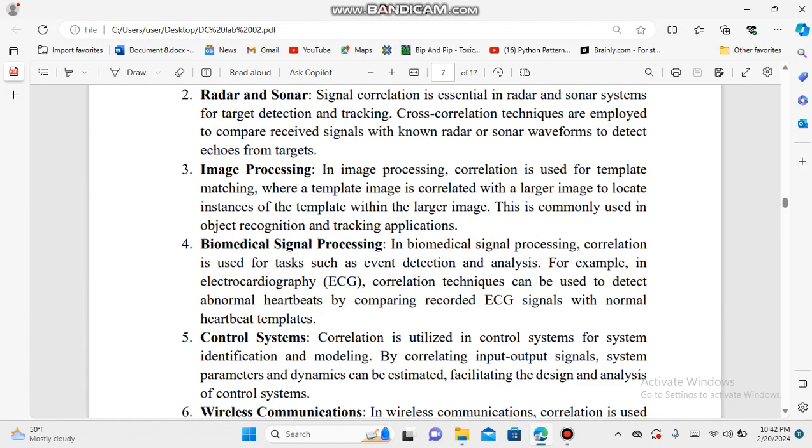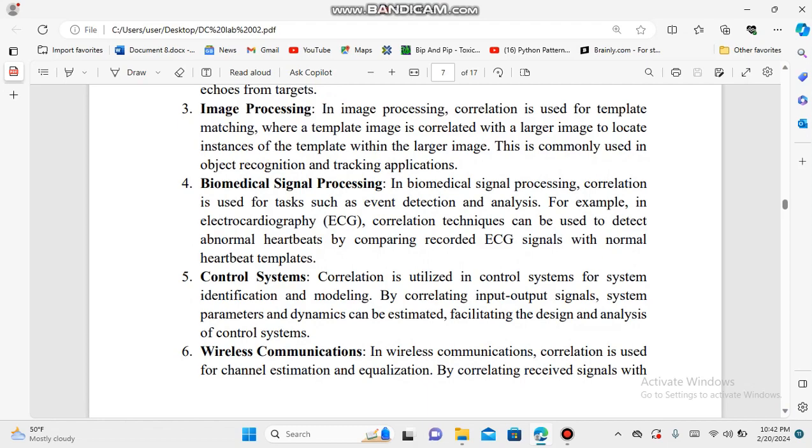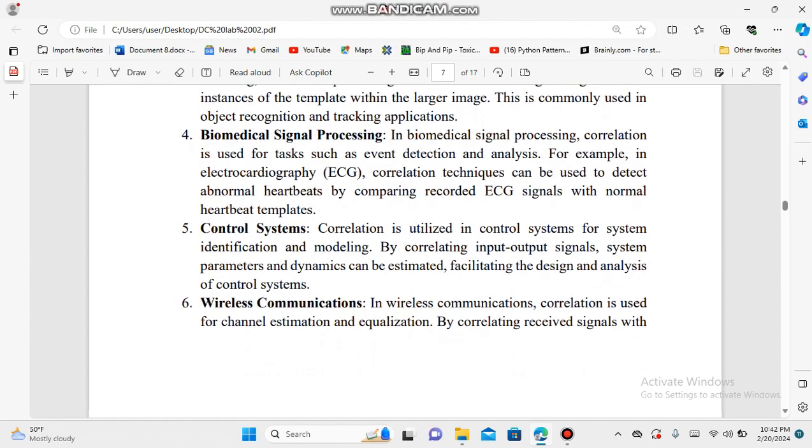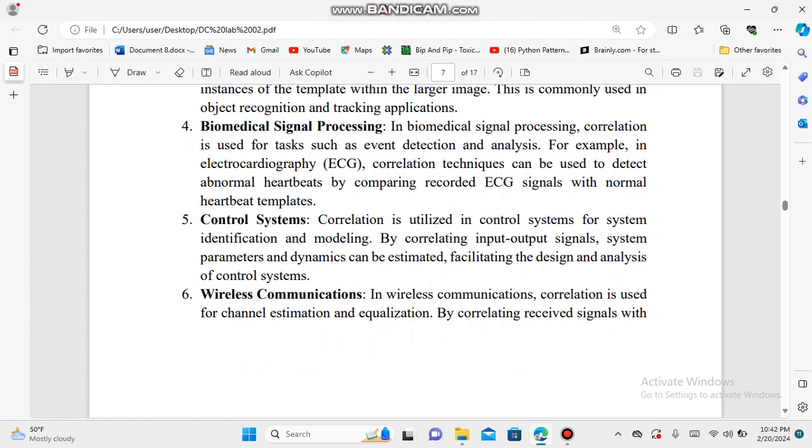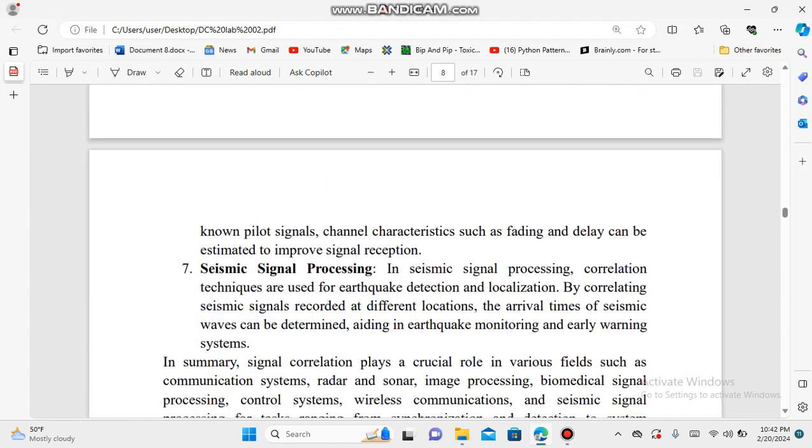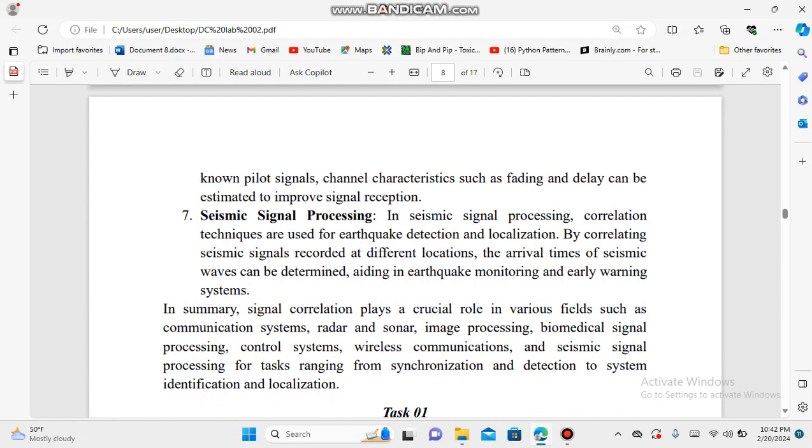For example, in electrocardiography, correlation techniques can be used to detect abnormal heartbeats by comparing the recorded ECG signal with normal heartbeat templates. In control systems, it is utilized for system identification and modeling. By correlating input and output signals, system parameters and dynamics can be estimated, facilitating the design and analysis of control systems. In wireless communication, correlation is used for channel estimation and equalization. And in seismic signal processing, correlation techniques are used for earthquake detection and localization. So signal correlation plays a very important role in various fields.